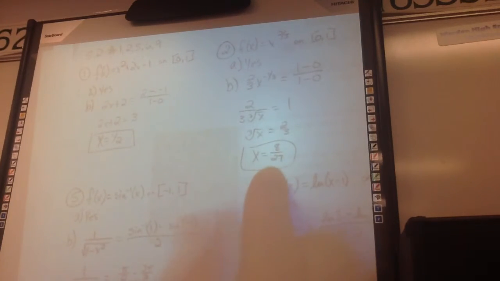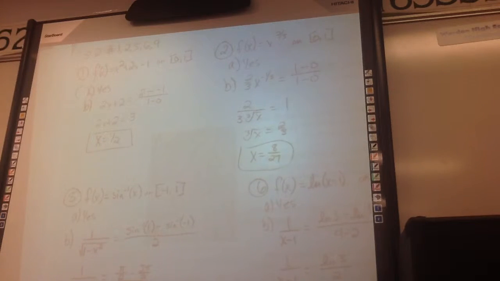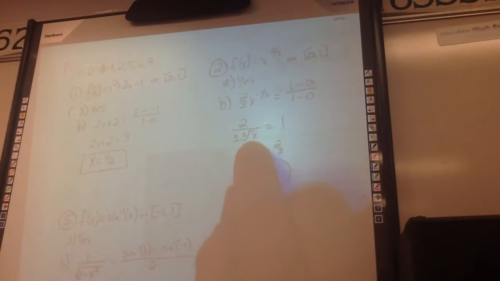So 1, 2, here you want answers? There's number 1, x equals... oh my gosh, I got it right. Number 2, 8/27. Wait, how'd you get that? I got x equals 2 over 3. Do the derivative, you get 2 over 3 times the third root of x equals 1. Just multiply both sides, and you get 2/3 to the third power, which is 8/27. Okay, continue.